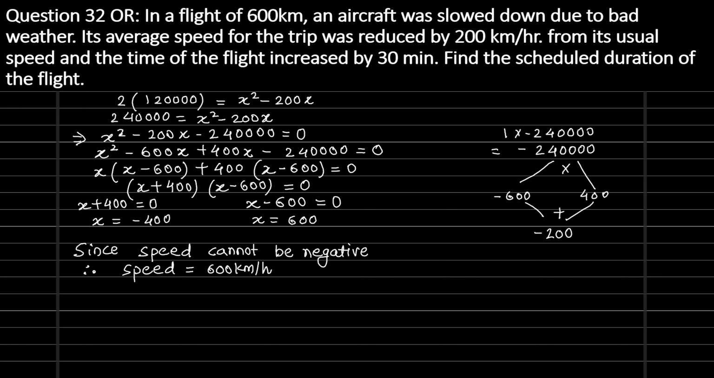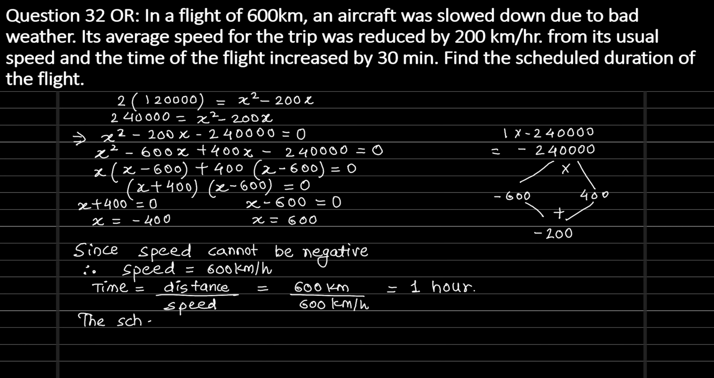Now to get the time, we have to divide distance by this usual speed. Distance is 600 km, and the usual speed we got is 600 km per hour. So we get time as 1 hour. So the scheduled duration of the flight is 1 hour.